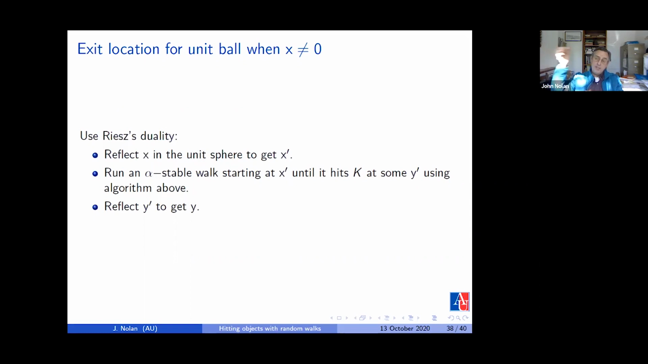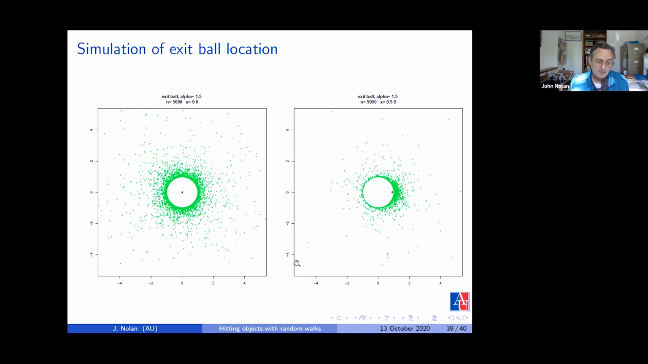Then we can use the algorithm we have above for running this until we hit the ball. And then we can take that location, say y prime, and reflect it through the sphere again. And that gives us a point outside. It turns out that's exactly the answer you need. So duality comes and saves the day again. So here's some pictures.